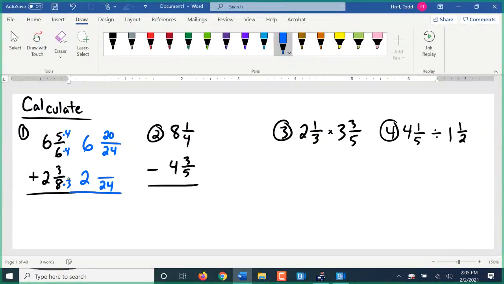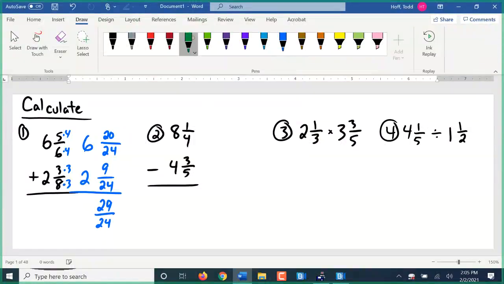8 times 3 gets 24, so 3 times 3 is 9. So it's 9 24ths is equivalent to the 3 8ths. So now that fraction is just the last digit at the end of the number. So we're going to go ahead and combine the fractions and then work our way back to the left. So 20 24ths and 9 24ths is 29 24ths.